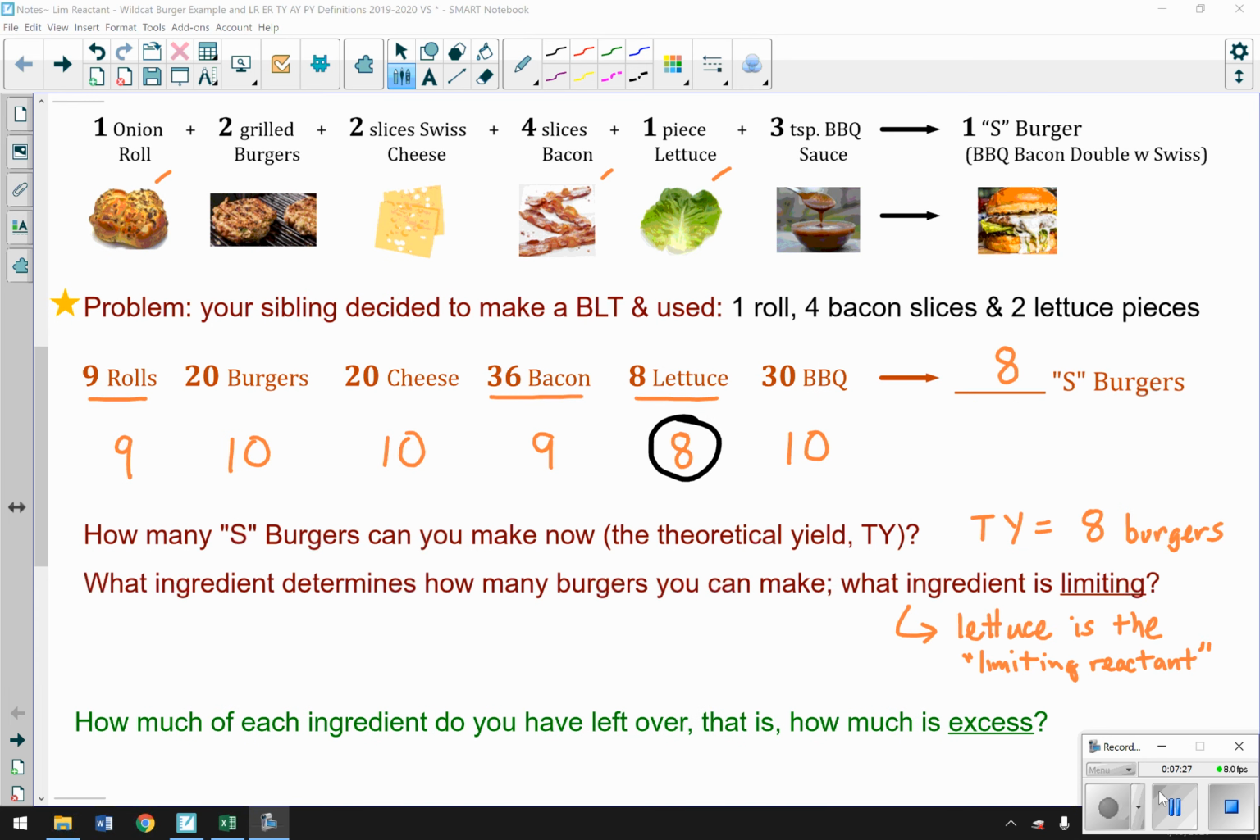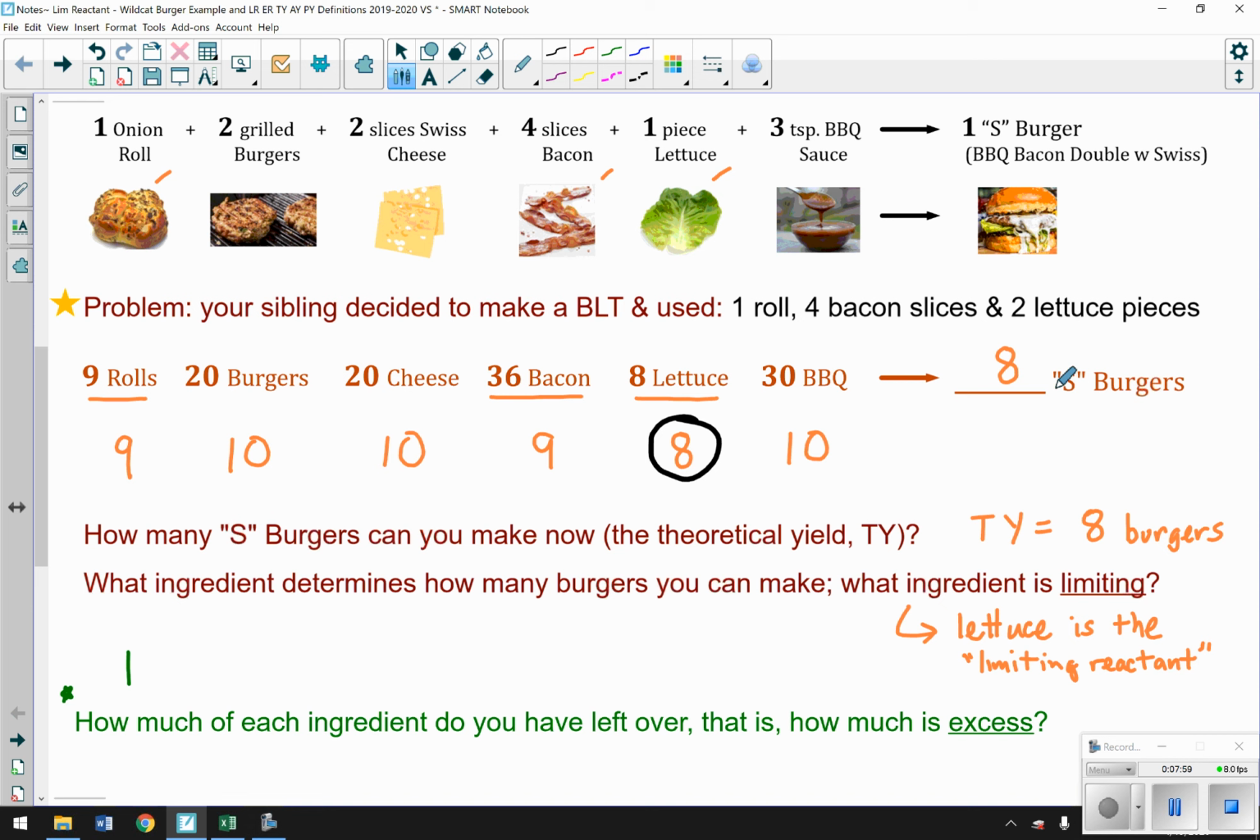Okay, now finally what we want to look at is this in green. How much of each ingredient would you have left over? Because when you only make 8 S burgers, some of these ingredients are going to have some leftover. And so based on the fact that we're only going to make 8 S burgers, you would only use 8 rolls. And since you would only use 8 rolls, you would have 1 roll left. That would be 1 roll excess.